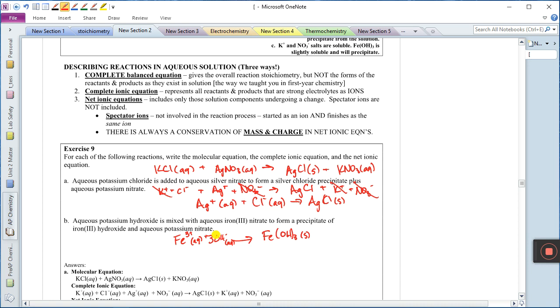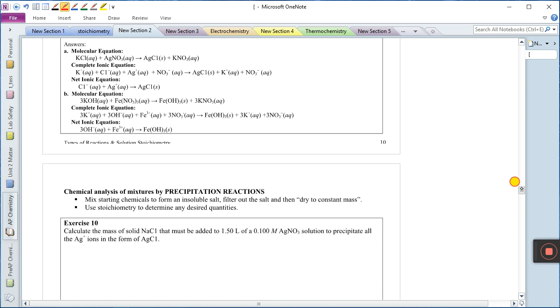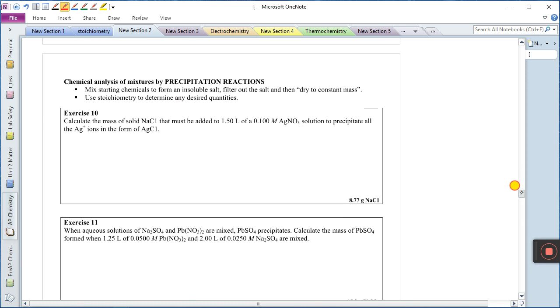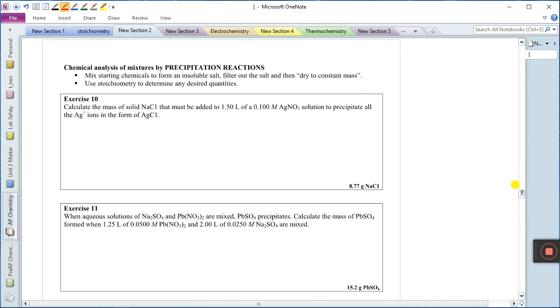We will not get into fancy balancing today, but one of the things we'll have to do, especially going into our next unit about electrochemistry, is balance redox reactions. They get a little tricky. They're not too bad. Alright, and then you can do stoichiometry with precipitation reactions. It's not so bad. Alright. So, let's skip to exercise 11, because it will make us do things twice.